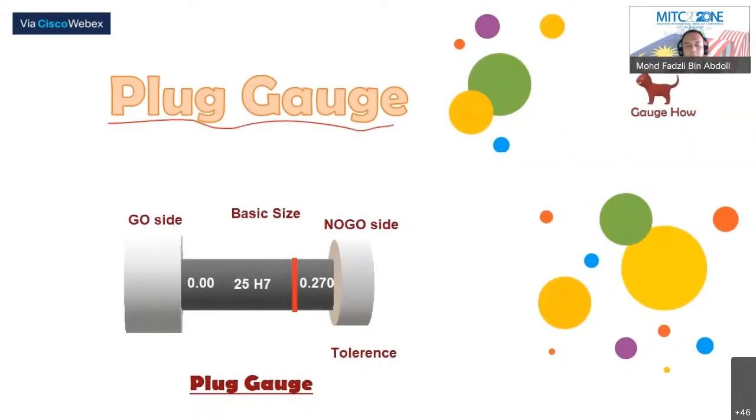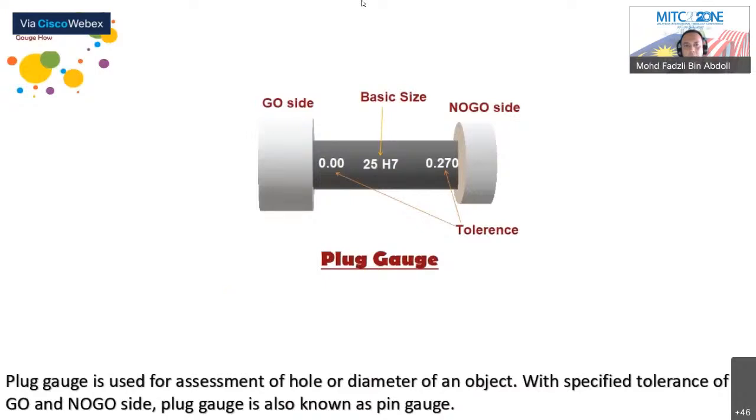Today we'll be talking about plug gauge. Here we have the go side and the no go side, where the go side is 0.0 mm and the no go side is 0.270 mm, whereas the basic size is 25 H7, and here the H7 stands for tolerance.